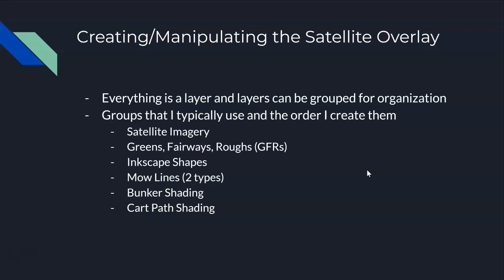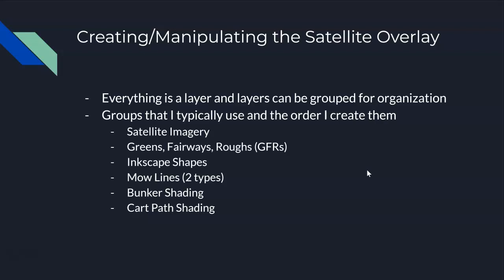So let's talk about creating and manipulating the satellite overlay itself, what you're going to be using inside of Unity, okay? I like to use a lot of layers and a lot of groups. So what I do is I create a layer and then I put it inside of a group for organization and manipulation. That'll make much more sense once we get into things. But the groups that I typically use and the order I create them are, first of all, I bring in my satellite imagery. And remember, it doesn't have to be the one for your course because it's just going to be used for color. You can bring in more than one, as many as you want. That's kind of like the base, the first thing I bring in.